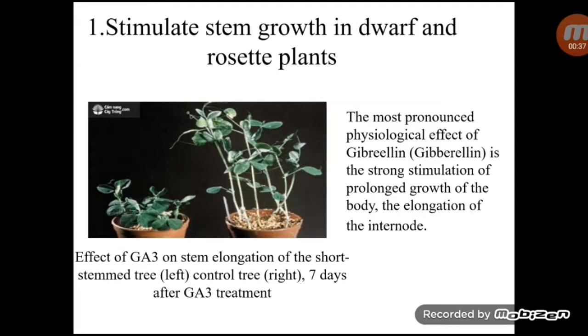The first function is that it stimulates stem growth in dwarf and rosette plants. The most pronounced physiological effect of gibberellin is the strong stimulation of prolonged growth of the body, the elongation of the internode. As you can see in this picture, 7 days after GA3 treatment, we have some extreme elongation here on the short stem tree.